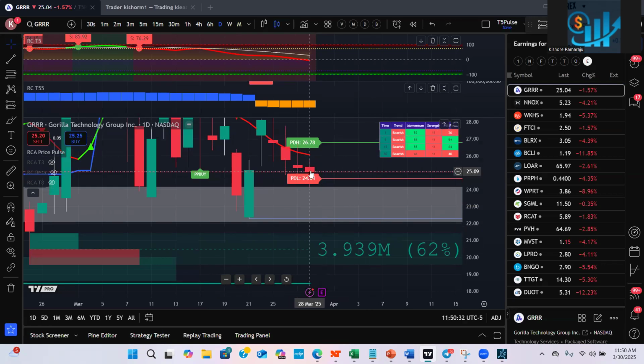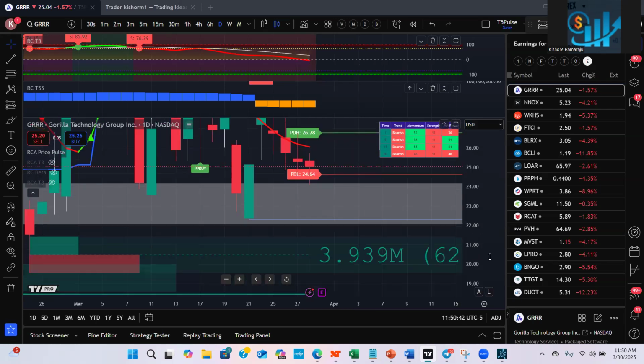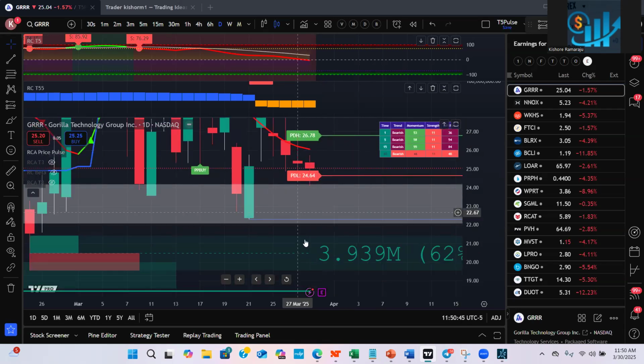It will drop all the way from $25 to $20, and then suddenly next day morning it may start going up, right? Immediately after the earnings, we feel like, yeah, we'll make some nice profits. But next day morning, it may start going up.